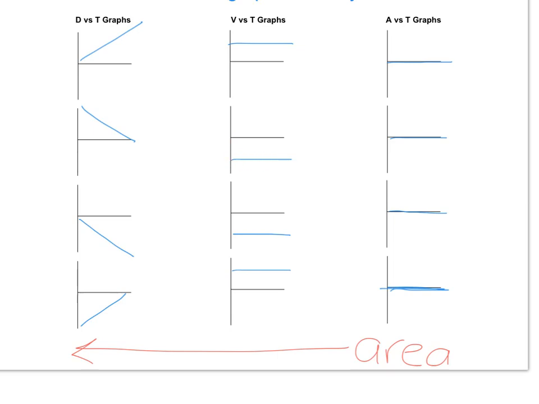It could be a curve. Hopefully it's not, but it could be the curve. It's always the area between the line and the axis. So in this spot right here, you would make yourself a nice little rectangle, take the area, and that area would give you the position, how far the object has gone in that time interval. And that's what you would graph over on your DT graph.